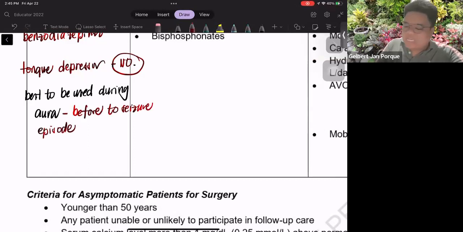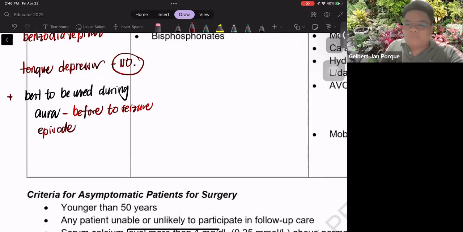Oftentimes, students, when you deal with patients who have epilepsy, they would know that they have an aura. Some of them say they feel like an attack is coming. They usually bite the tongue depressor so that they don't bite their tongue during the seizure attack. But class, it is not advisable to use the tongue depressor during the active seizure.